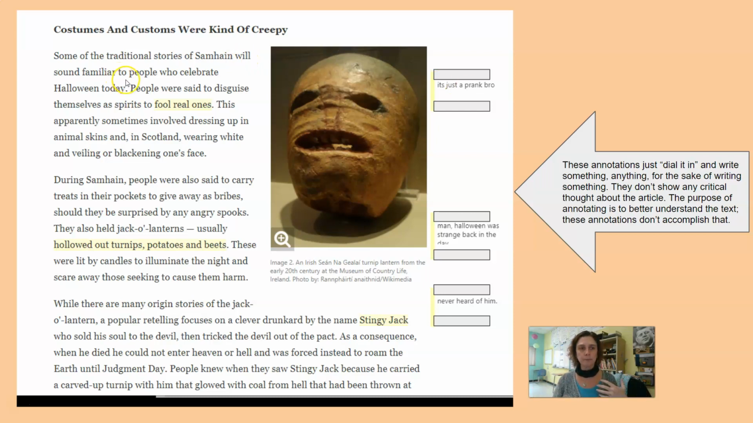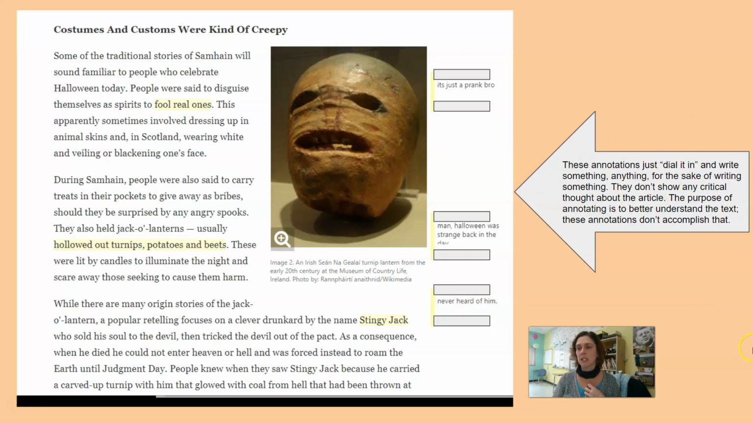They need to highlight an entire sentence or a couple of sentences so it's clear exactly what context they're referring to. Same here, they highlighted hollowed out turnips, potatoes, and beets, and the annotation is, "man, Halloween was strange back in the day." And here they highlighted Stingy Jack, and their annotation is, "never heard of him."